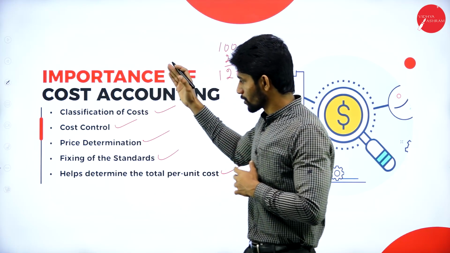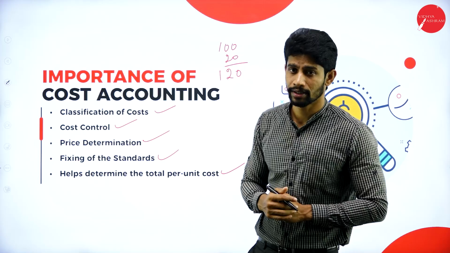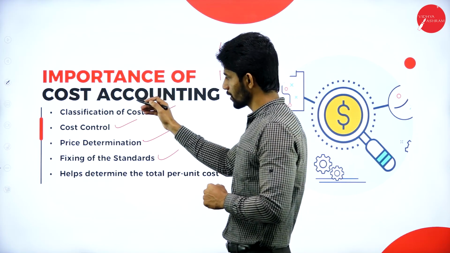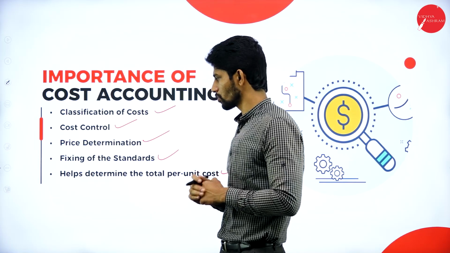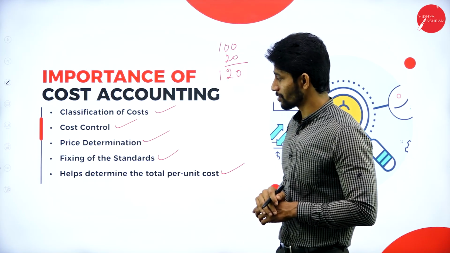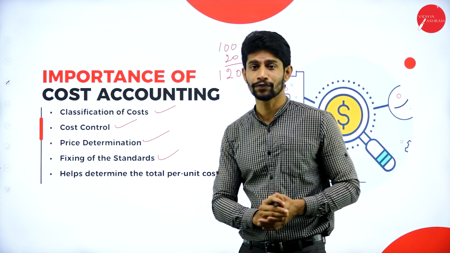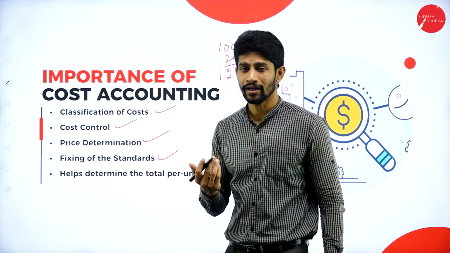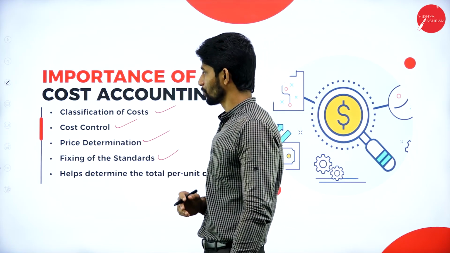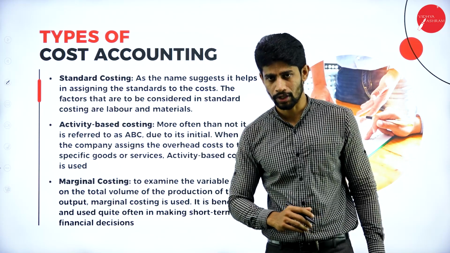So these are all the importance of cost accounting. That is why we are supposed to maintain the cost accounting. The first one is classification of cost, the second is cost control, the third is price determination, the next is fixing of the standards, and the fifth is helping in determining the total cost or per unit cost. Next, moving on to the next thing, that is types of cost accounting.